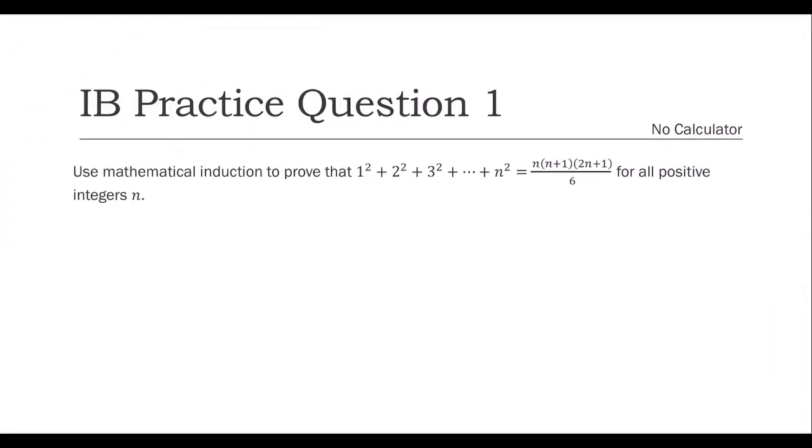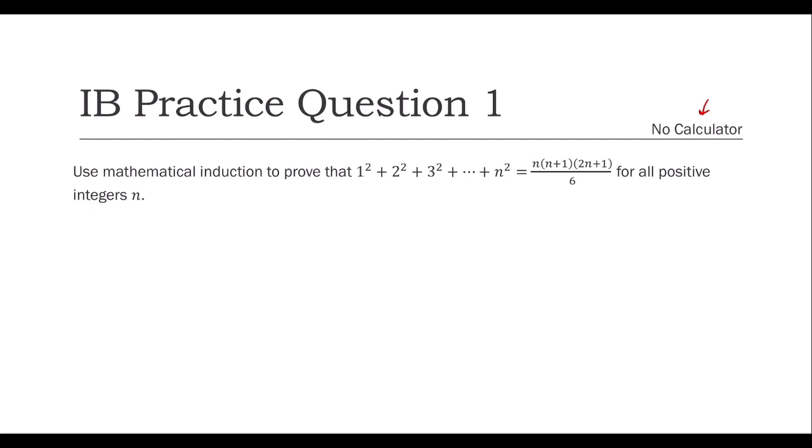So here we have our first IB practice question. This is a no calculator question. It says, use mathematical induction to prove that 1 squared plus 2 squared plus 3 squared plus ... plus n squared equals n times (n plus 1) times (2n plus 1) over 6 for all positive integers n.